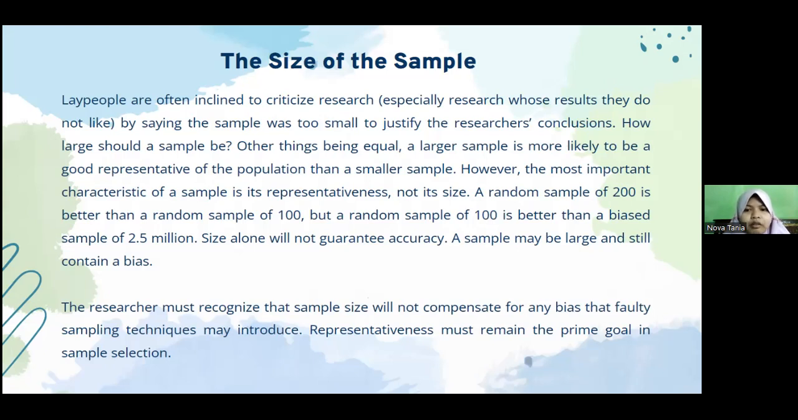A random sample of 200 is better than a random sample of 100, but a random sample of 100 is better than a biased sample of 2.5 million. Size alone will not guarantee accuracy. A sample may be large and still contain a bias. The researcher must recognize that sample size will not compensate for any bias that faulty sampling techniques might introduce. Representativeness must remain the prime goal in the sample selection.